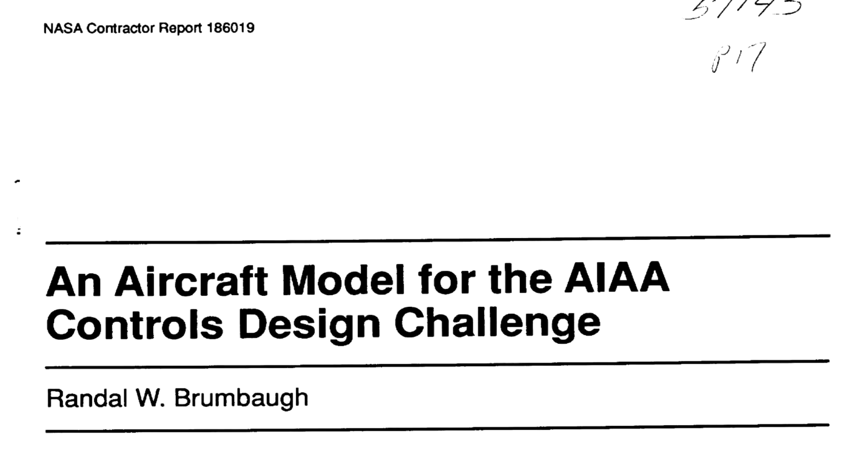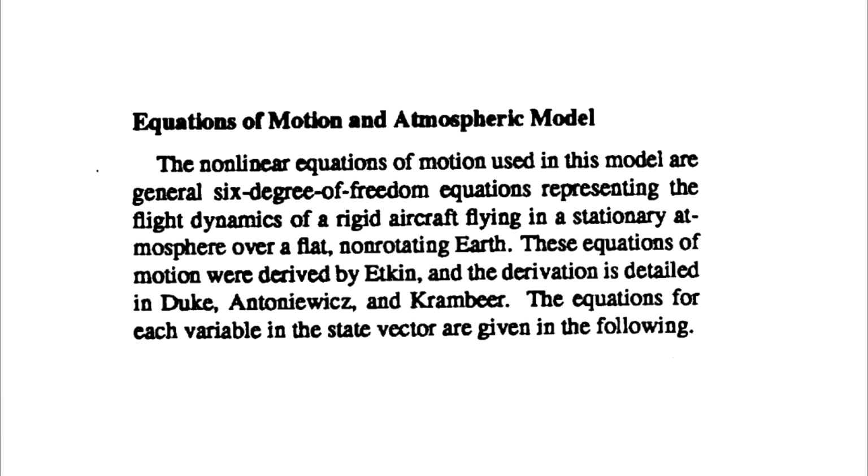13. A NASA contractor report from 1991 titled An Aircraft Model for the AIAA Controls Design Challenge had similar wording in its admission on page 11, where it stated, "The nonlinear equations of motion used in this model are general 6-degree of freedom equations representing the flight dynamics of a rigid aircraft flying in a stationary atmosphere over a flat, non-rotating Earth." Over and over, these documents do not take into account a moving atmosphere, nor a curved or moving Earth.